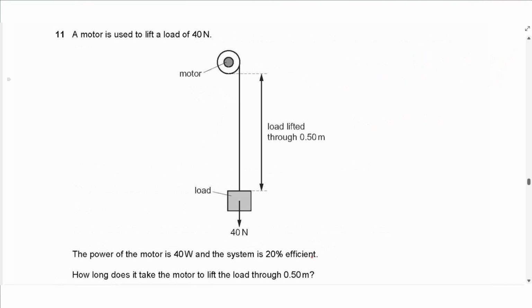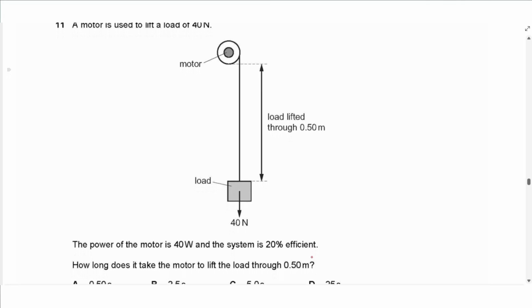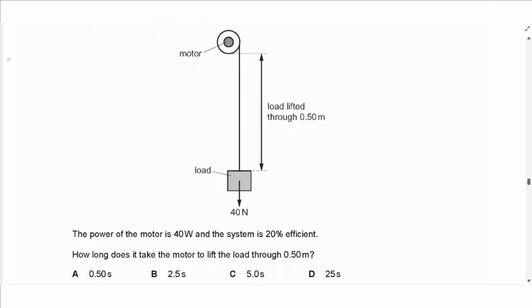Question 11 says a motor is used to lift a load of 40 newtons. The power of the motor is 40 watts and the system is 20% efficient. How long does it take the motor to lift the load through a distance of 0.50 meters? So first we can calculate the output power, which is equal to 20% of the 40 watts. That gives us an answer of 8 watts.